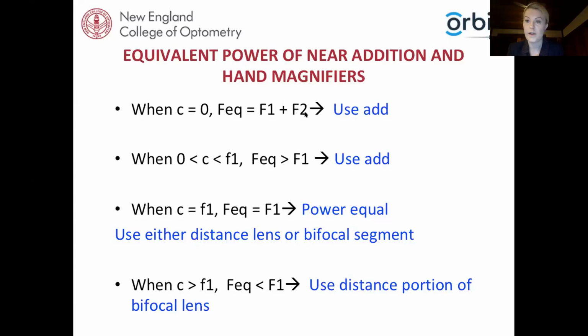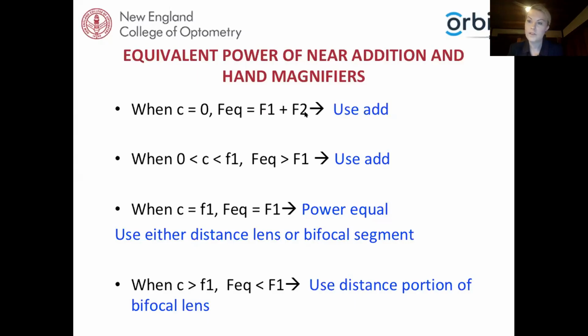In our second scenario, where the separation between the spectacle plane and the hand magnifier is not 0, but it's less than the focal length of the hand magnifier. So for example, if we were using a 10 diopter hand magnifier, the focal length of a 10 diopter hand magnifier is 10 centimeters. So if the distance between the spectacles and the hand magnifier is some number less than 10 centimeters, the equivalent power of using a bifocal and the hand magnifier together is going to be higher than just using the distance prescription and the hand magnifier alone. So you will, again, get more power out of the system.